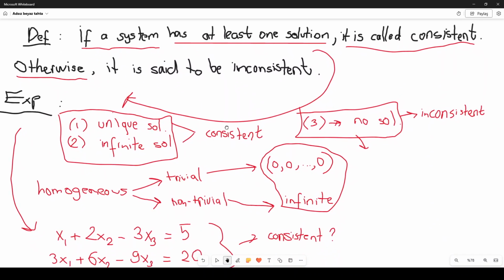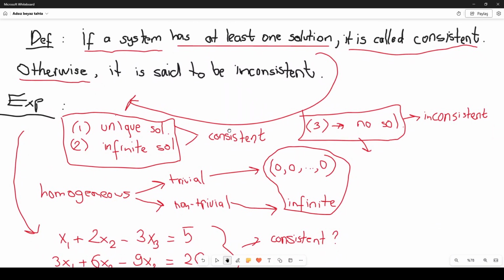Which means no tuple satisfies this equality because it is already false. And based upon the result, we say that a system is consistent or not. If a system has at least one solution, which means that we have the unique solution case or the infinite solution case, then we say that the system is consistent. While we say that the system is inconsistent if we have no solution.